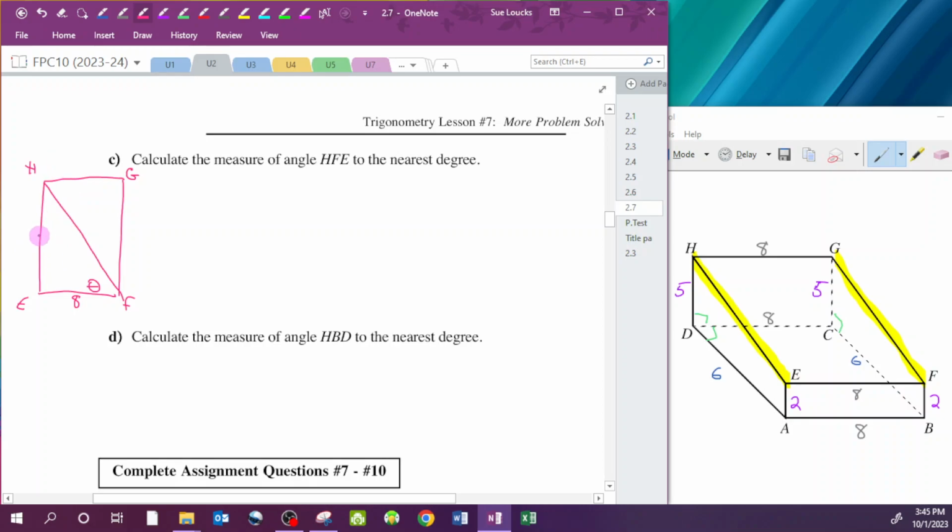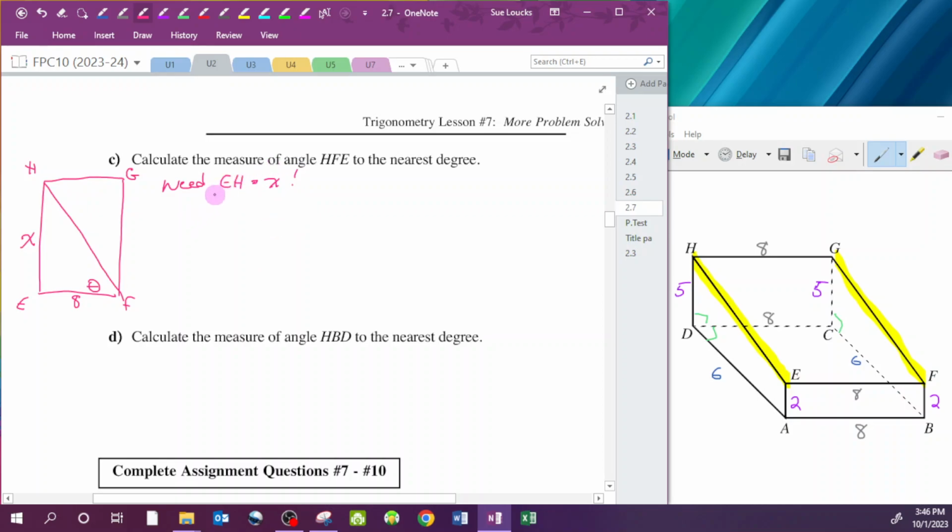So how are we going to find that? Well, we know that we need that, so let's give it a letter. Let's call it X. Okay, so we need to find X. So we need EH, which is X. We don't know what that is.